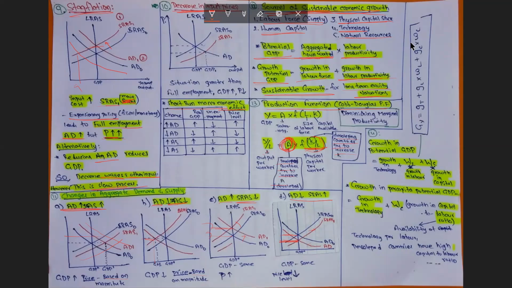So growth in potential GDP is also defined by a formula: growth in technology plus weight of labor times growth in labor plus weight of capital times growth in capital. Growth in per capita potential GDP is growth in technology plus weight of capital times growth in the capital to labor ratio. That is the availability of technology per labor. When there is enough technology available to the labor, the productivity of labor will be maximized. So developed countries have a high capital to labor ratio.